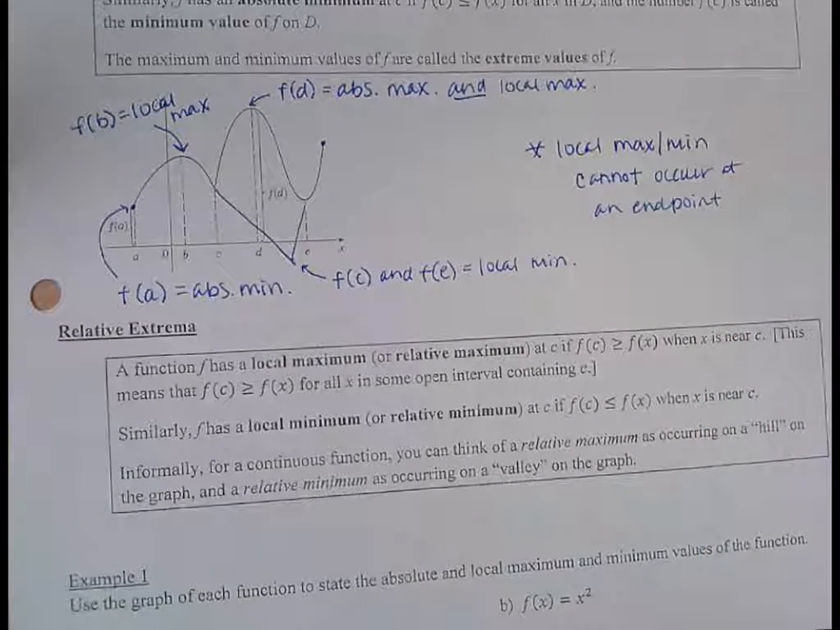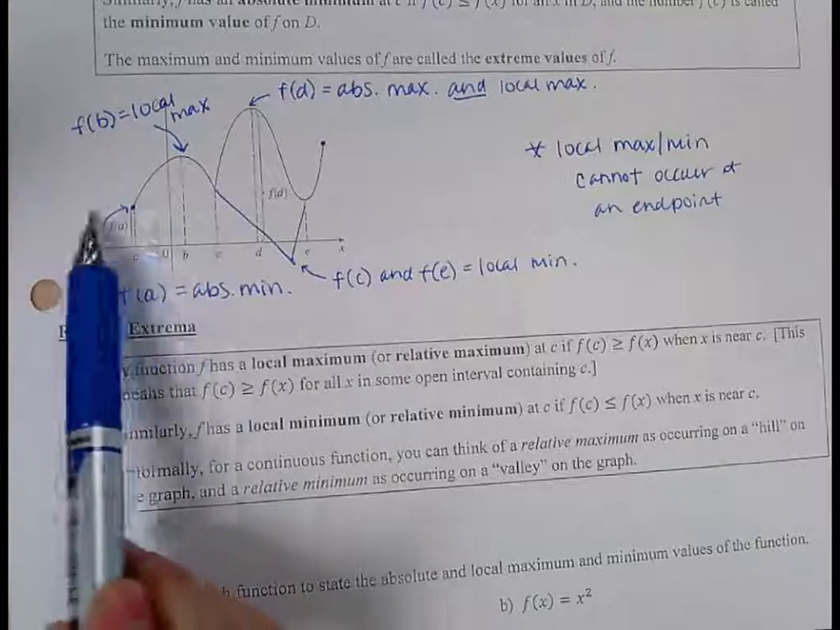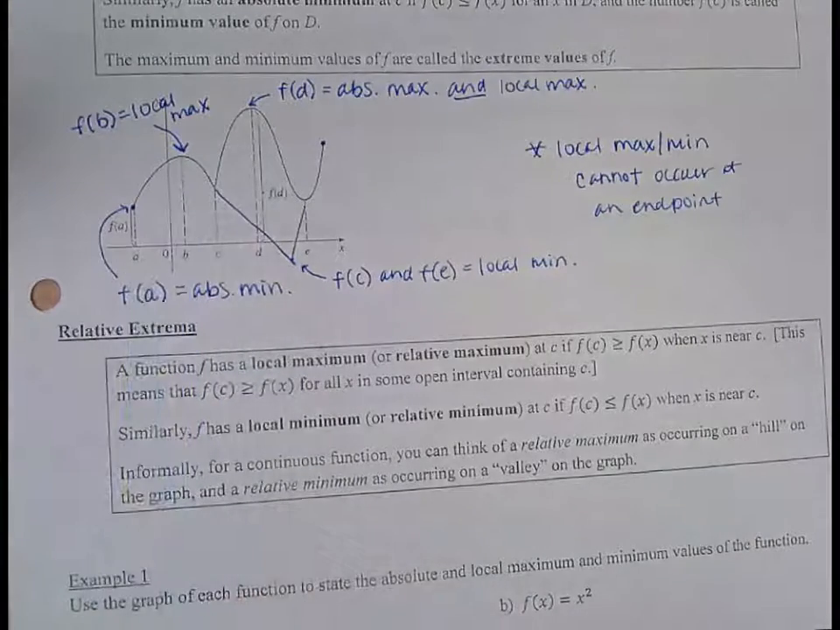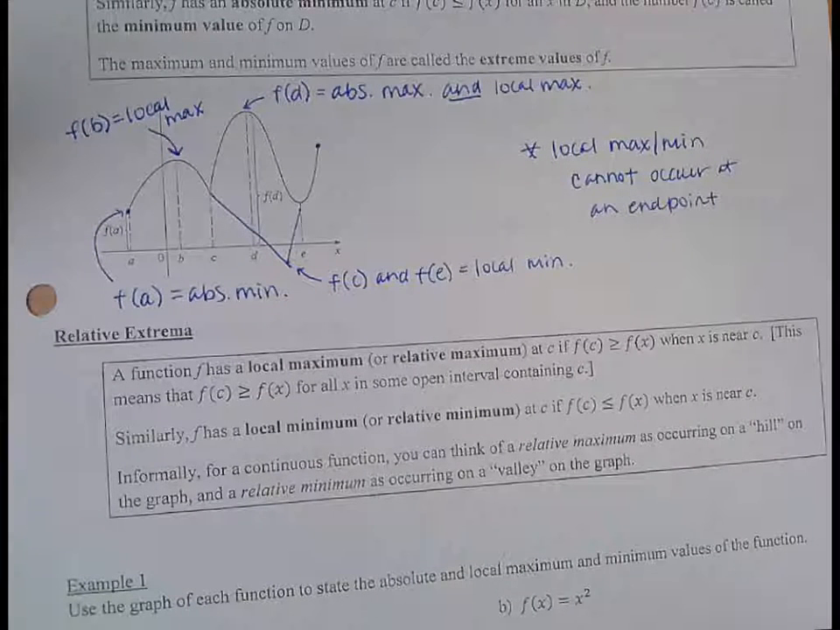And that's because if it's at an endpoint, you really need that interval on either side of an x value or a y value to say, okay, on this interval, that's the lowest or highest point. And so you don't have that interval on both sides of an endpoint. You just have the graph on one side of it. So an endpoint cannot be a local max or min, but it can be an absolute max or min. That's just tying together some terminology that you're already familiar with.